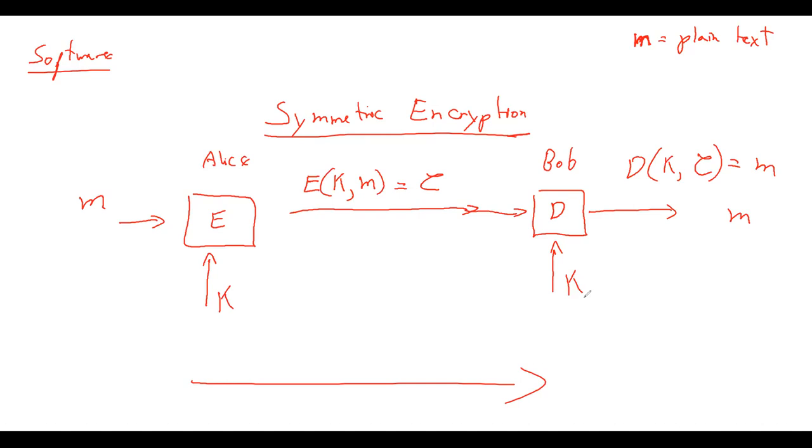What's the problem with this scenario? They're spies, but they have to get the key to different locations. What's the problem with this scenario that you can see? They have to get the key to one another. Exactly.